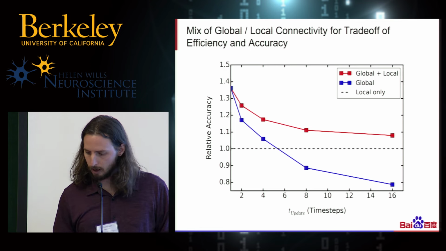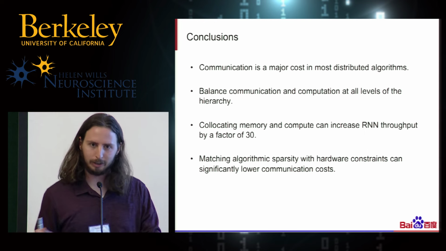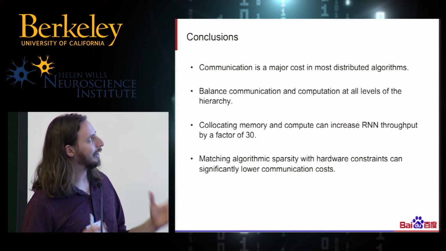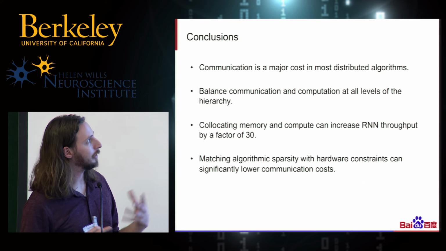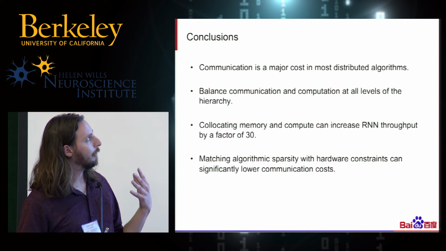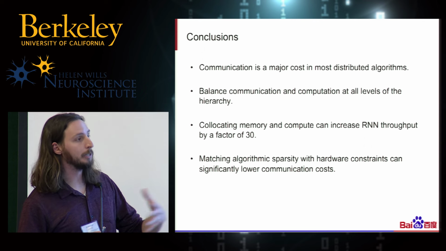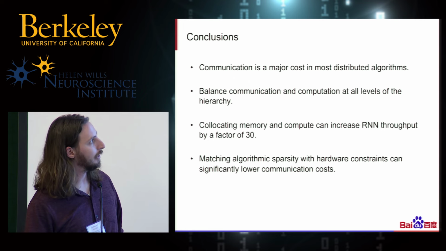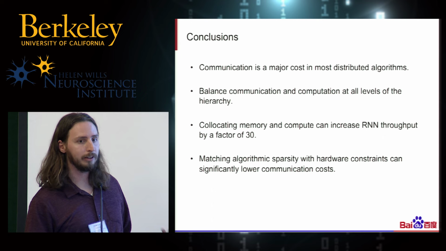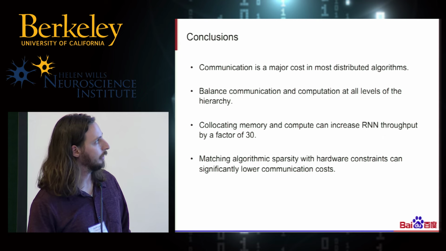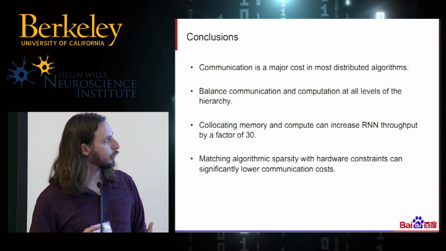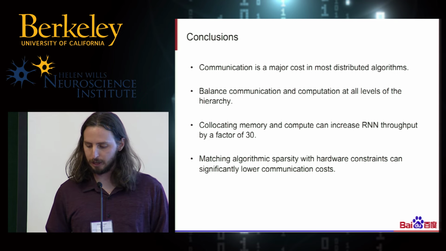And so that brings me to the end of the talk, and I'll just come back to say the exact same things I said in the beginning. Given that communication is a major cost in distributed algorithms, we found that deep learning can really benefit from this hierarchical understanding of balancing communication and computation, that co-locating even down to the level of registers can speed up RNN and iterative algorithms by at least a factor of 30, and that matching algorithmic sparsity with hardware constraints can also significantly lower communication costs.